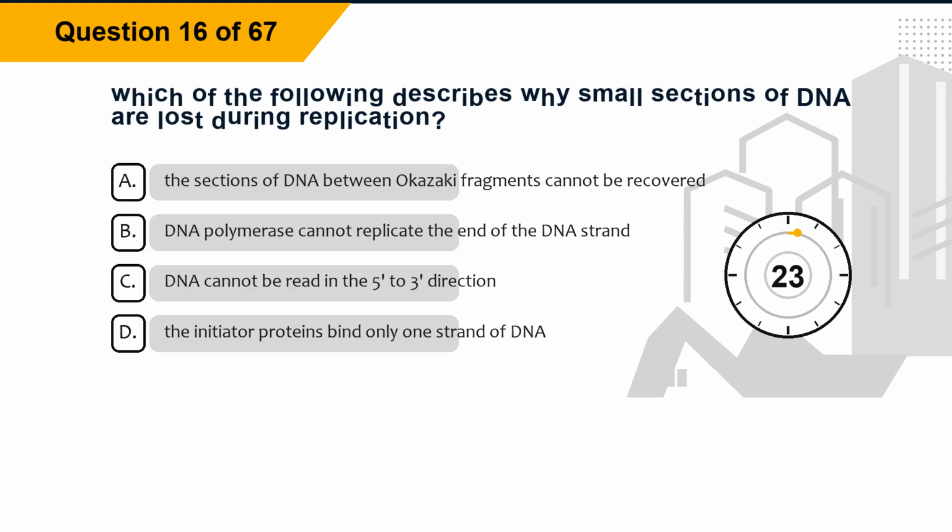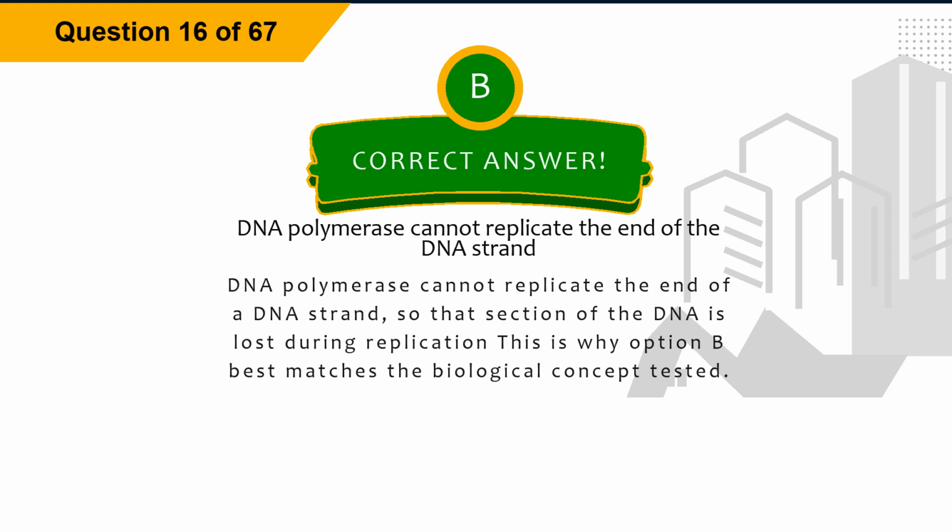Question 16. Which of the following describes why small sections of DNA are lost during replication? Option A. The sections of DNA between Okazaki fragments cannot be recovered. Option B. DNA polymerase cannot replicate the end of the DNA strand. Option C. DNA cannot be read in the 5' to 3' direction. Option D. The initiator proteins bind only one strand of DNA. The correct answer is option B. DNA polymerase cannot replicate the end of the DNA strand. Explanation. DNA polymerase cannot replicate the end of a DNA strand, so that section of the DNA is lost during replication. This is why option B best matches the biological concept tested.